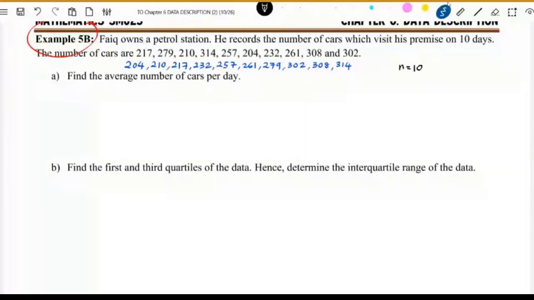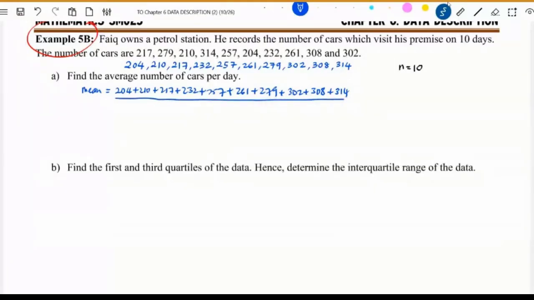So to find the mean, you have to add up the whole data there. So we're gonna have to rewrite everything. And then we have to divide the whole thing by the number of data which is 10. Okay, so what is the total of the data? The total for the data.